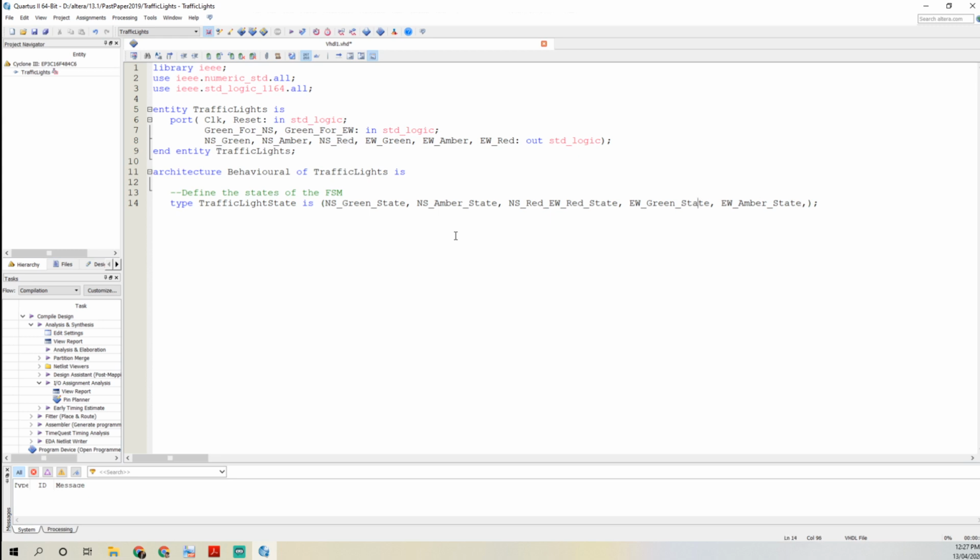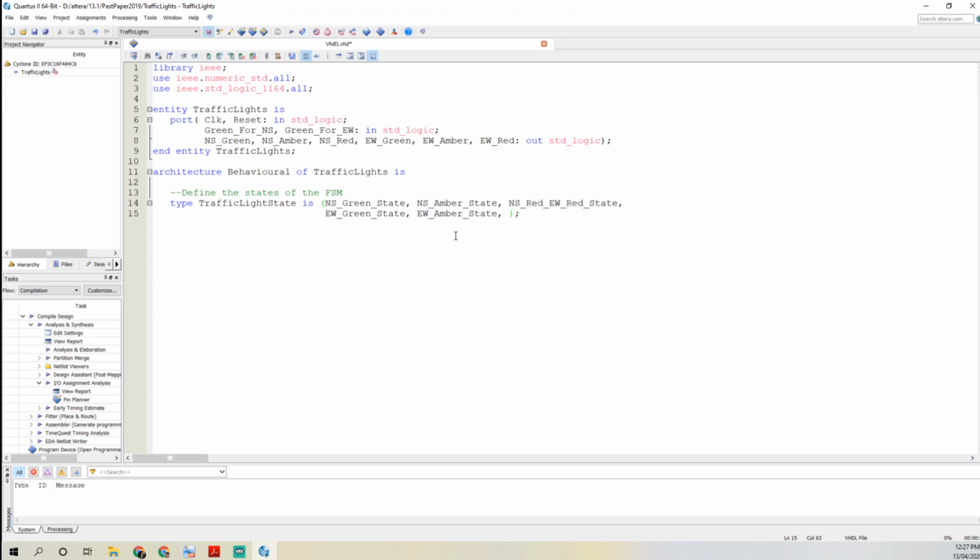I can actually list these on different lines, as long as they have the brackets and the semicolon in the right place, just to make it a little neater to read. So I have my north-south green, north-south amber, north-south plus east-west red, my east-west green, east-west amber.